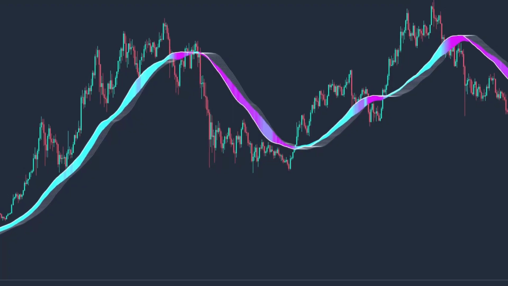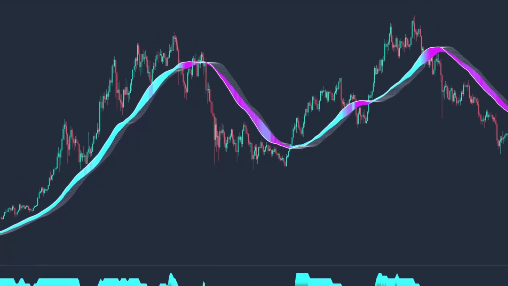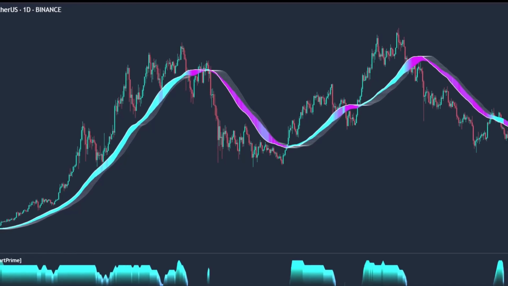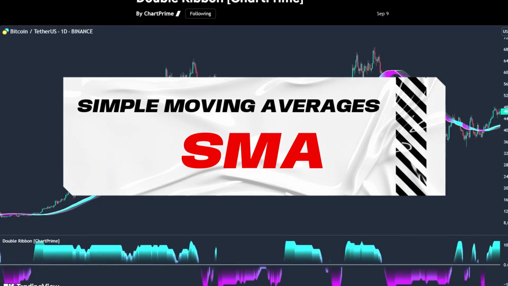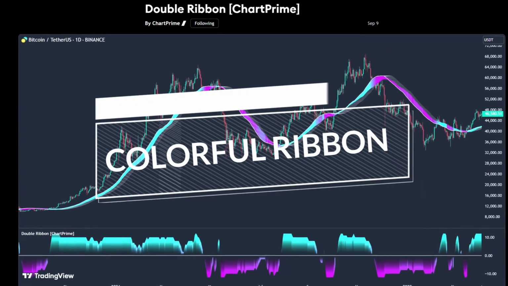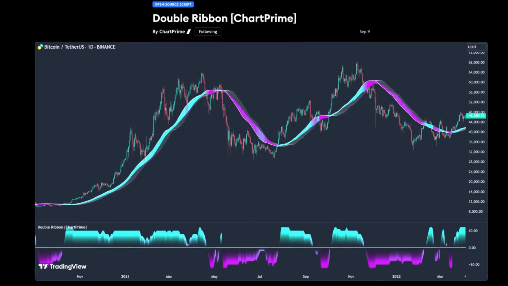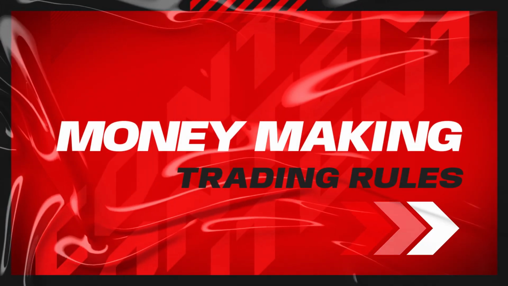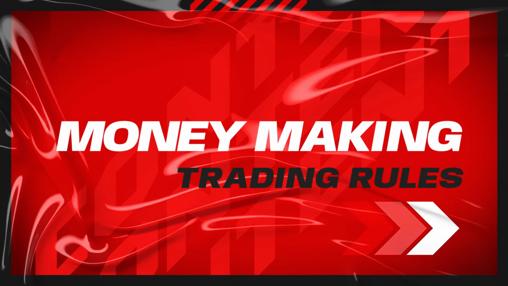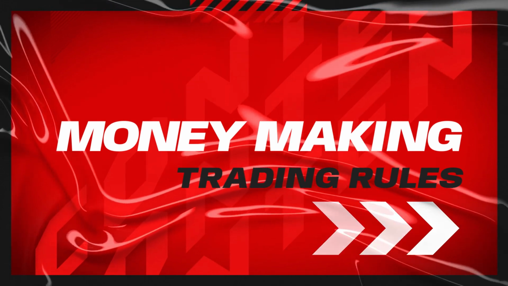What's so great about the Double Ribbon Indicator? Well, it's basically a visual feast for the eyes. It takes two sets of simple moving averages (SMAs) and wraps them into a colorful ribbon. This ribbon can tell us a lot about the market's current mood. Now let's dive into the money-making rules of this strategy. It's all about timing your entries and exits to maximize profits.